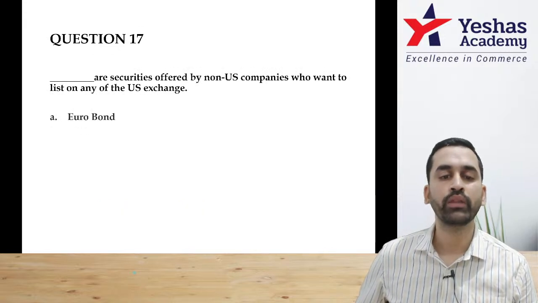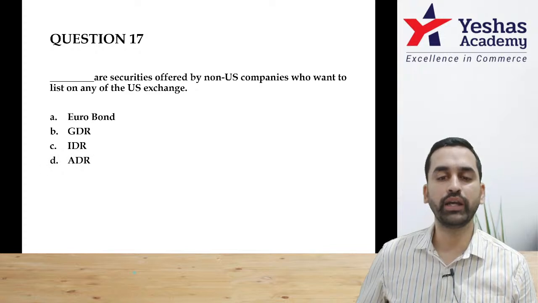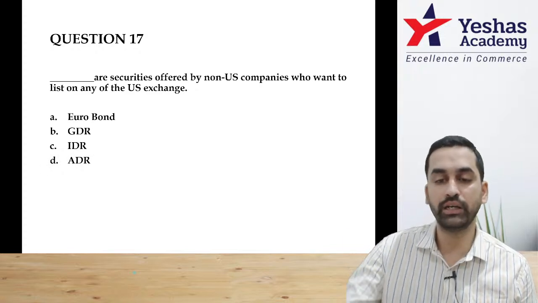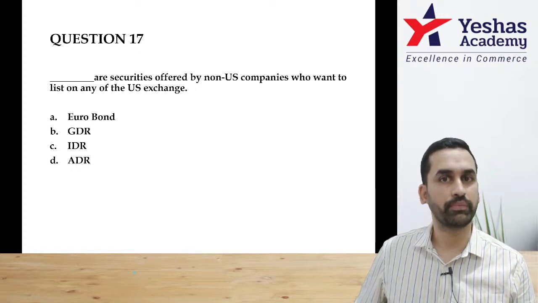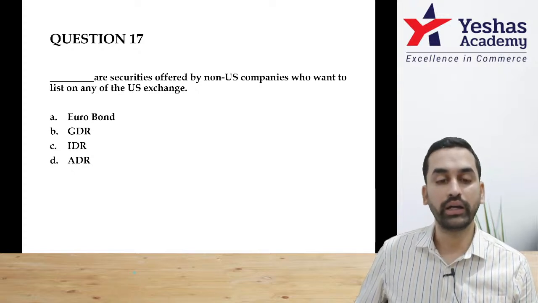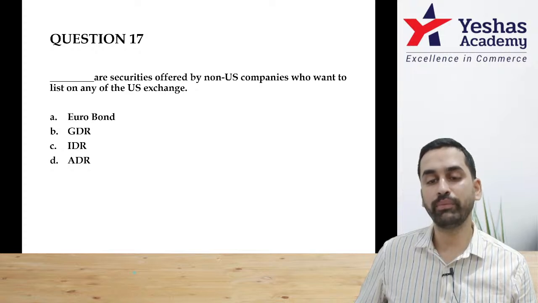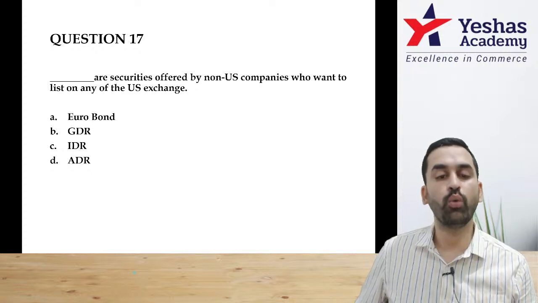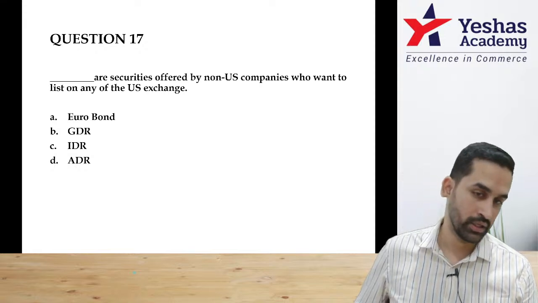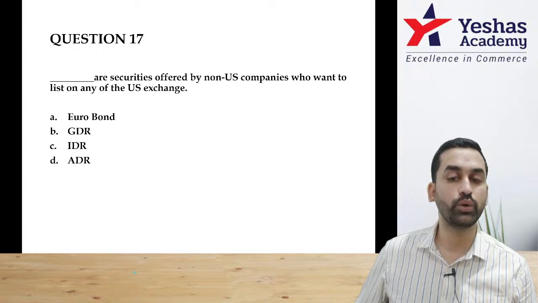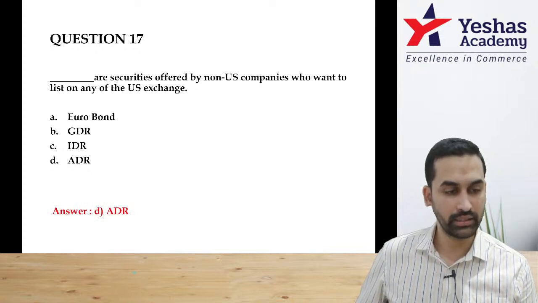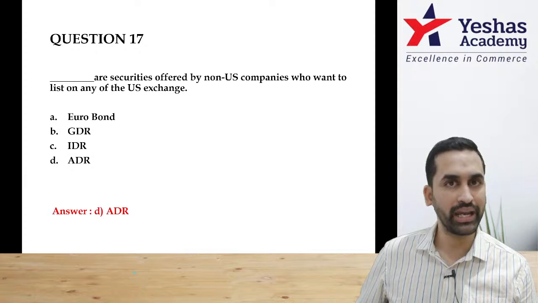Question 17. Dash are securities offered by a non-US company. Please read properly. Non-US company. That means Indian company, Japanese company, Singapore company. Dash are securities offered by non-US companies who want to list on any of the US stock exchanges. Sir, this is American specifically because the word used is US stock exchange. This is American Depository Receipt, ADR.